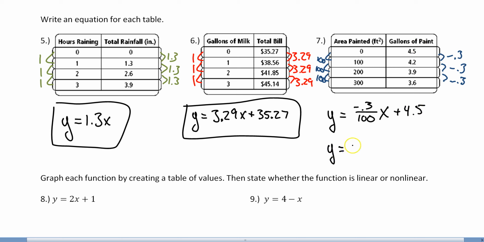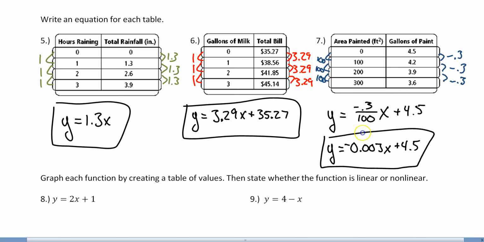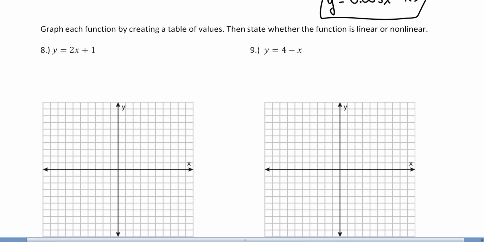And then from here, I can simplify this. If I actually do a little bit of division here, that's going to be a negative 0.003x plus 4.5. Okay? But again, it's not just what is this going up by, it's what is the y going up by for each x. And in this one, it's 0.003 is going down for each x because it's negative 0.3 for 100 x's. Okay? So just be aware of that and watch out for that situation.